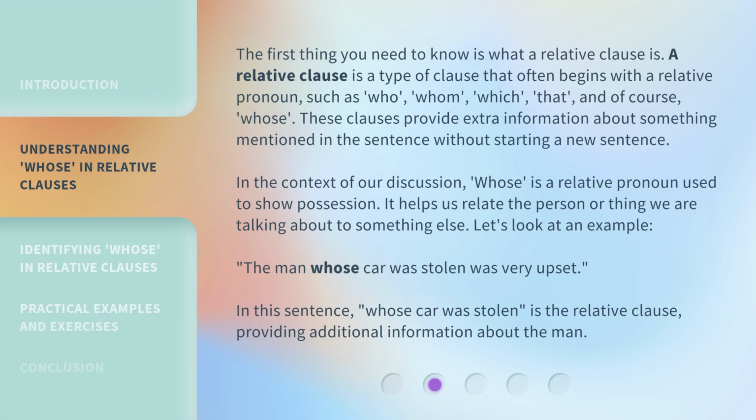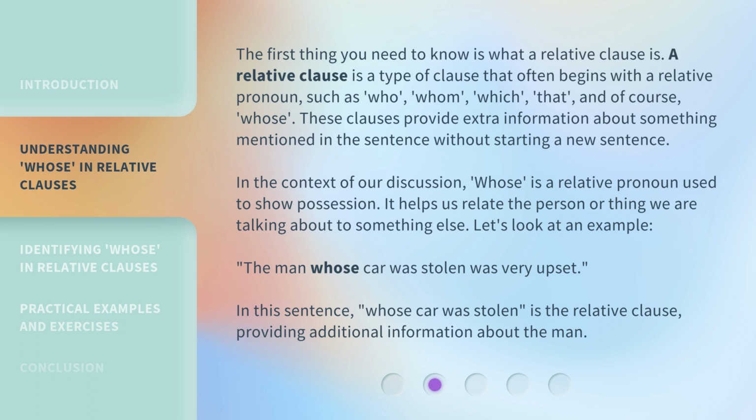The first thing you need to know is what a relative clause is. A relative clause is a type of clause that often begins with a relative pronoun, such as who, whom, which, that, and of course, whose. These clauses provide extra information about something mentioned in the sentence without starting a new sentence. In the context of our discussion, whose is a relative pronoun used to show possession. It helps us relate the person or thing we are talking about to something else.